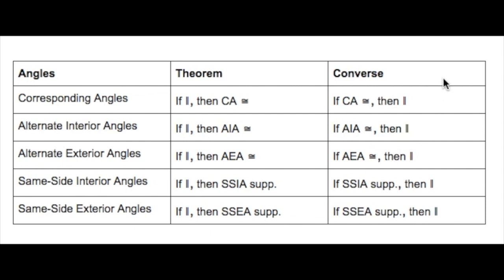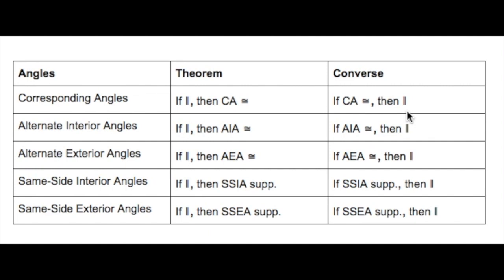Then we have the converses. And these are still theorems, but they're the converse of these theorems, which means that we're switching what's with the if and what's with the then. So it's kind of the backwards version. This one says if corresponding angles are congruent, then the lines are parallel. So we're going backwards here, but it still works. We're going to be using these a lot in this lesson and the next lesson.